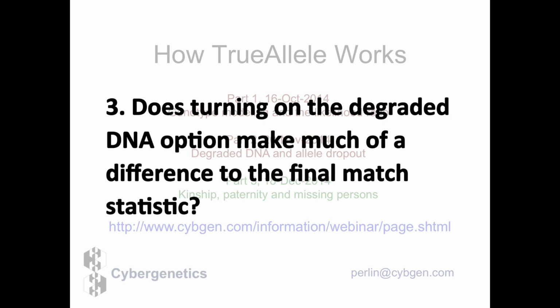The third question is, does turning on the degraded DNA option make much of a difference to the final match statistic? And sometimes it can, like we saw, it had an impact on one locus here, helping to resolve a question about stutter. But in general, usually the impact would be about 1 or 2 log units, 1 or 2 ban, and it doesn't make that much of a difference to the results.